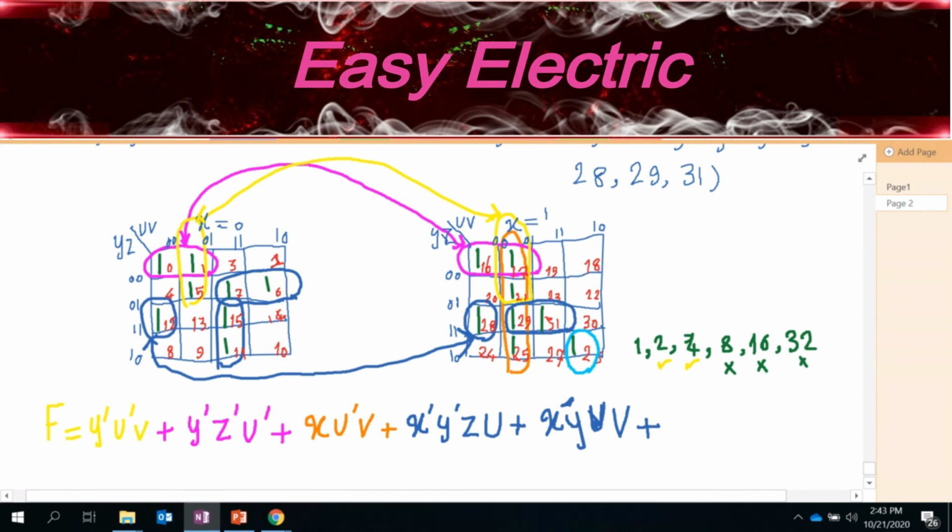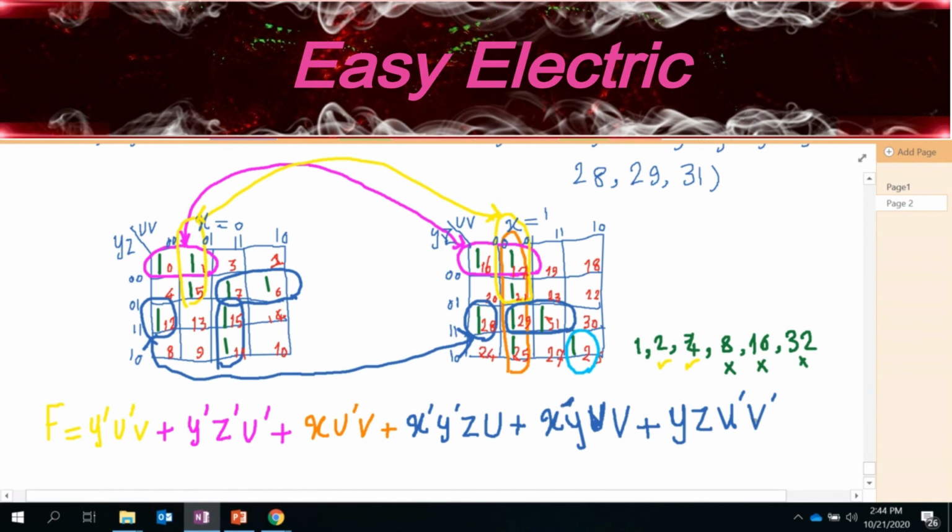Go to the next, 12, 28. Again, here x is 0, here is 1, so x is gone. For y and z, both are 1, so it should be y, z, because here it is 1 and 1, no x. Take a look at u and v. Here they are 0, 0, and here also 0, 0, so we get the prime, right? It should be u prime, v prime. Just double check that: there is no x, y, z for both is 0, 0, u prime, v prime. That's right.